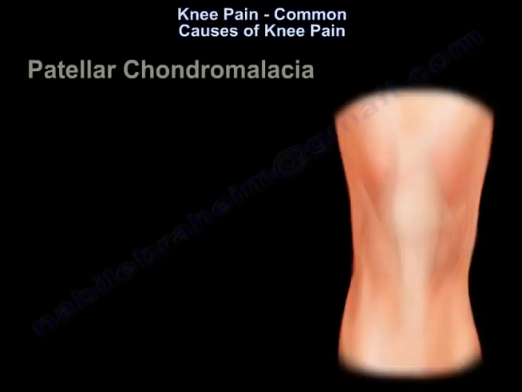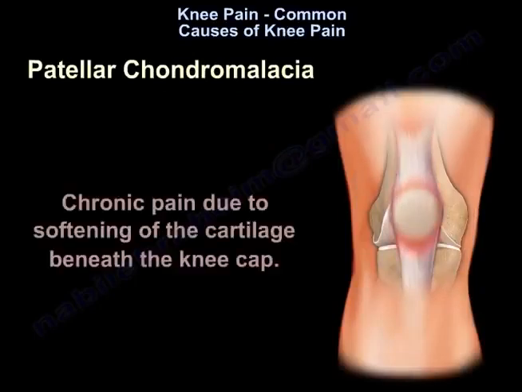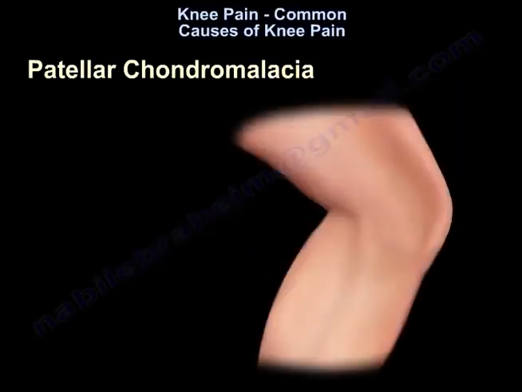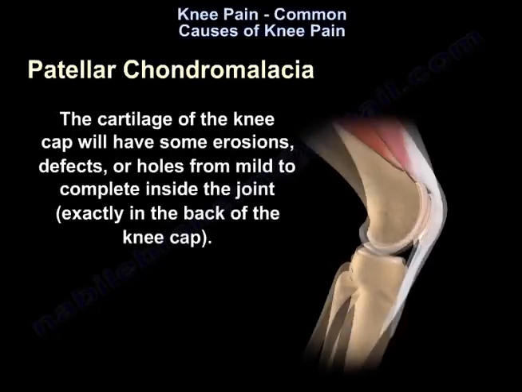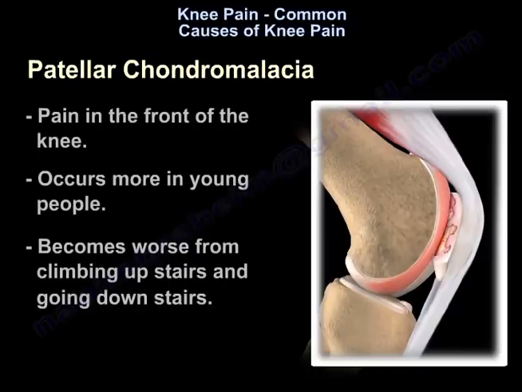One of the most common problems of the kneecap is called patellar chondromalacia, which is chronic pain due to softening of the cartilage beneath the kneecap. The cartilage of the kneecap will have some erosions, defects, or holes, from mild to complete, inside the joint. It's exactly in the back of the kneecap. So the patient will have pain in front of the knee.